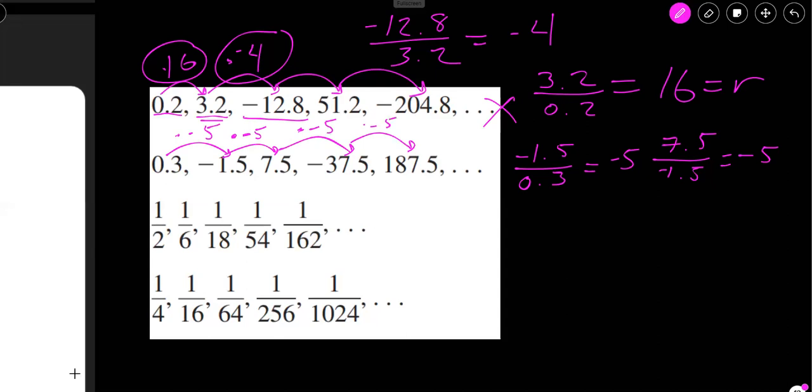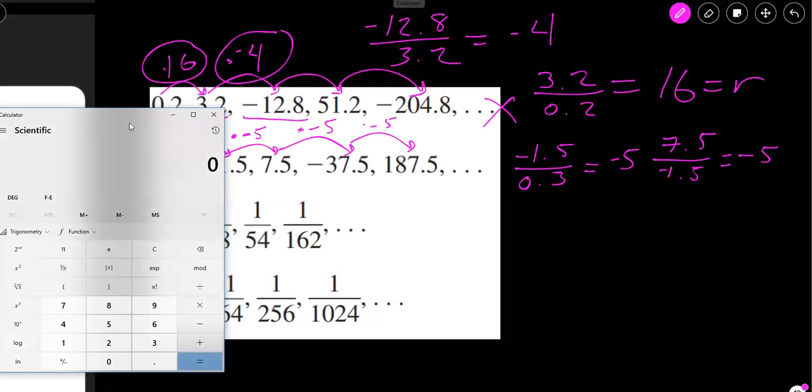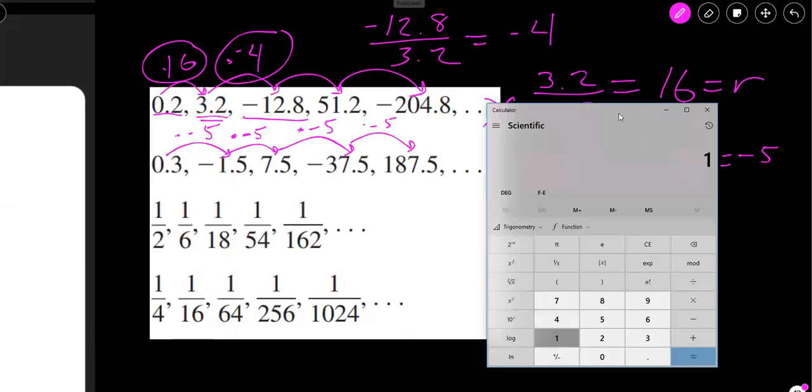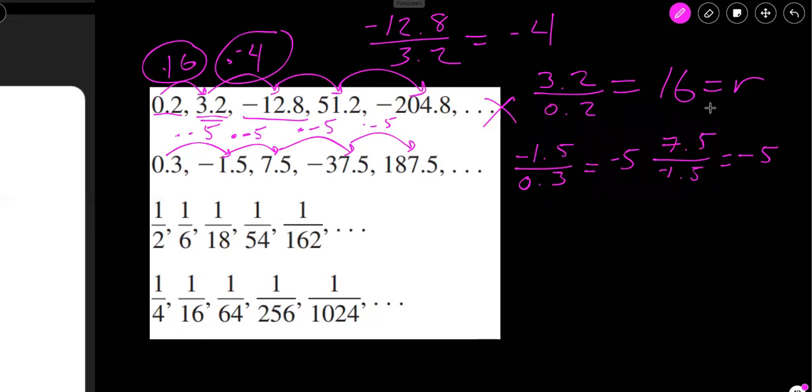Another way we can test this is with a calculator. Negative 1.5 divided by 0.3, we get negative 5. Then if I take 0.3 and multiply it by negative 5, I get negative 1.5. If I hit the enter key again, or the equal sign again, I get 7.5, negative 37.5, 187.5, and so on and so forth. So that's an easy way to test all those values very quickly. So in this case, it is a geometric sequence.